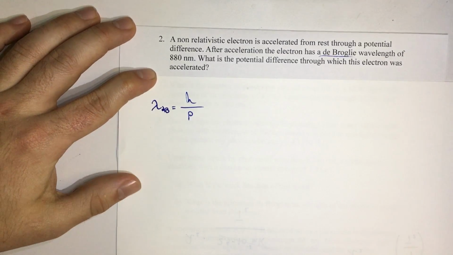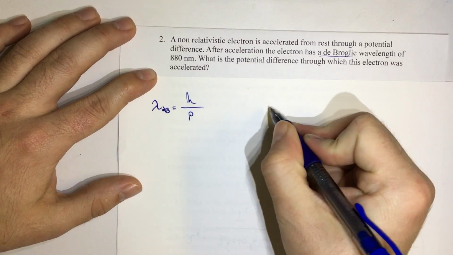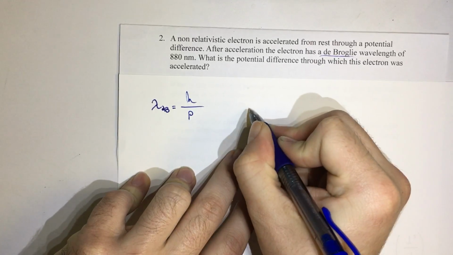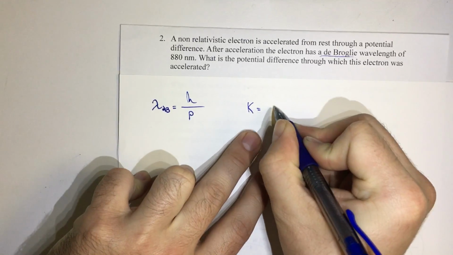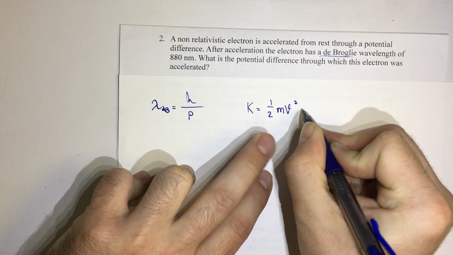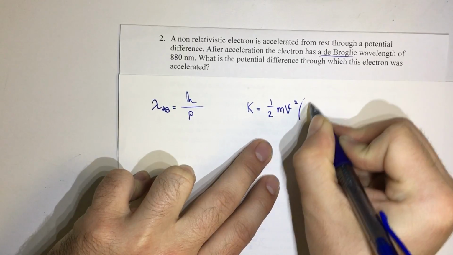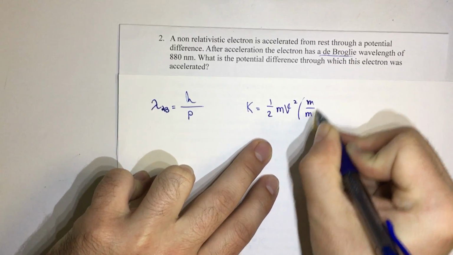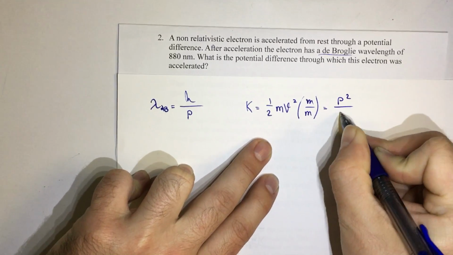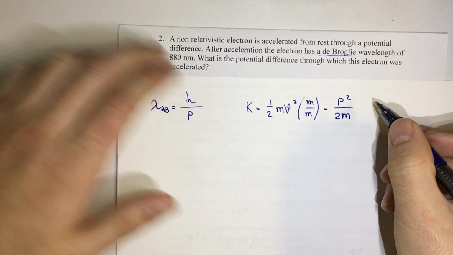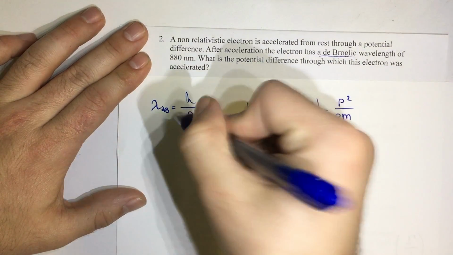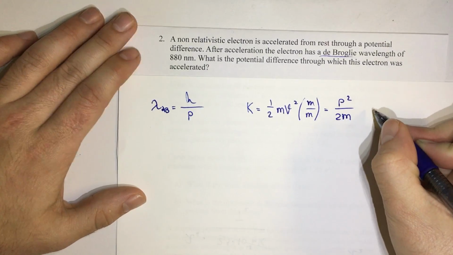Well, where does the p come up? Well, we can equate p with our kinetic energy. So we can say that K is 1/2 mv squared. Sure, that's fine. But if we multiply this by m over m, K is also p squared divided by 2m, which is wonderful. Now we can convert kinetic energy directly to the de Broglie wavelength, which is what we're after.